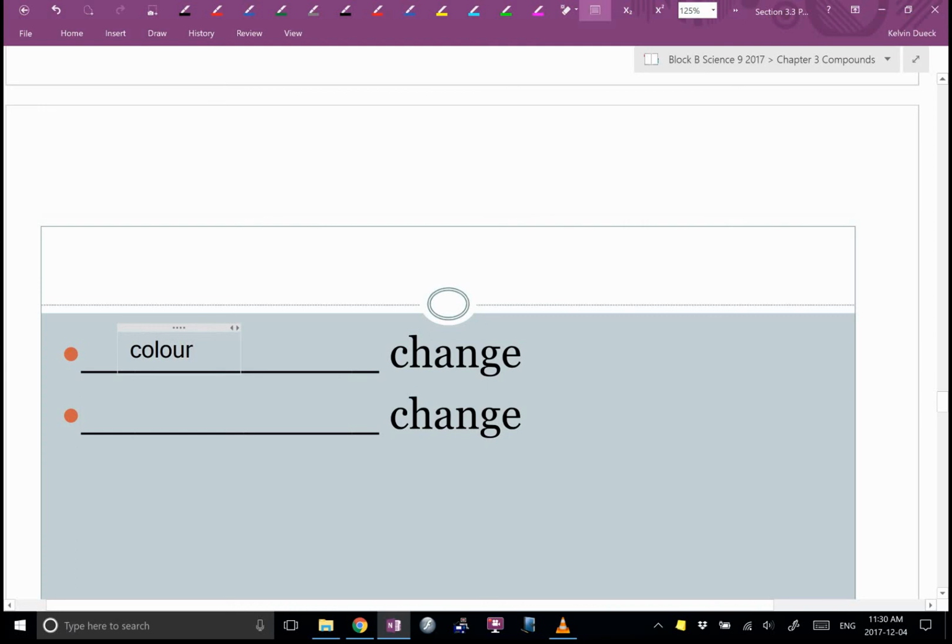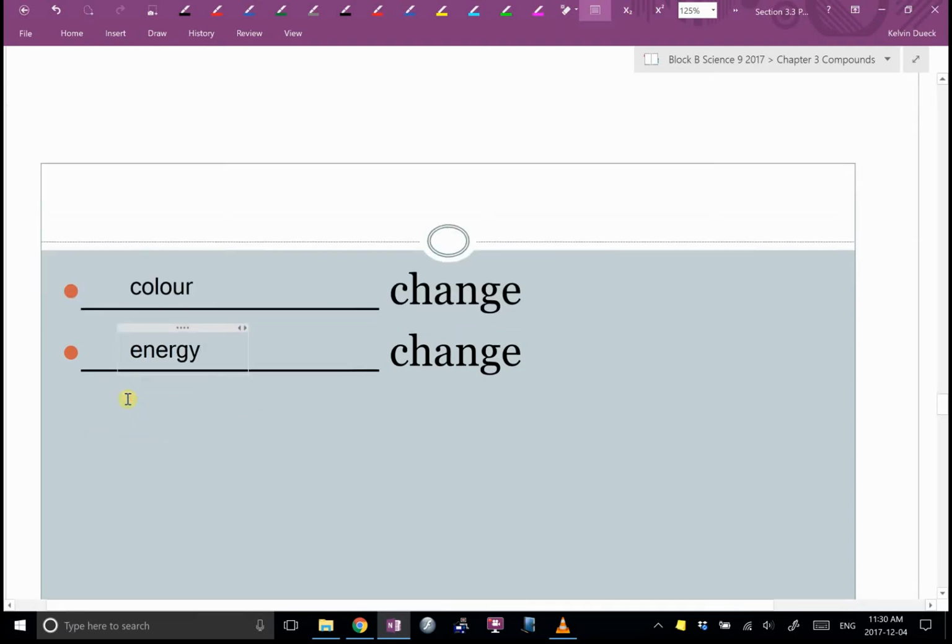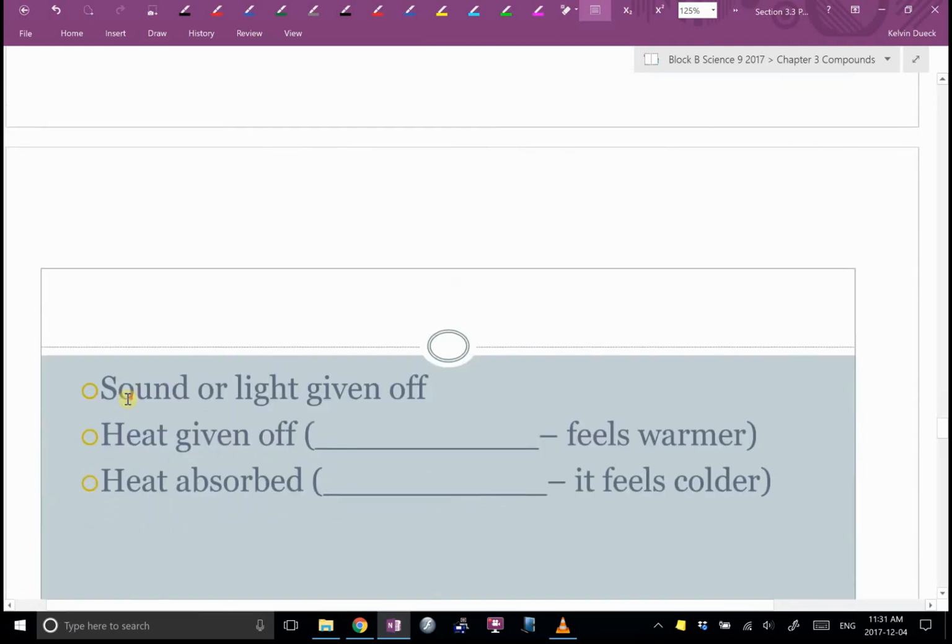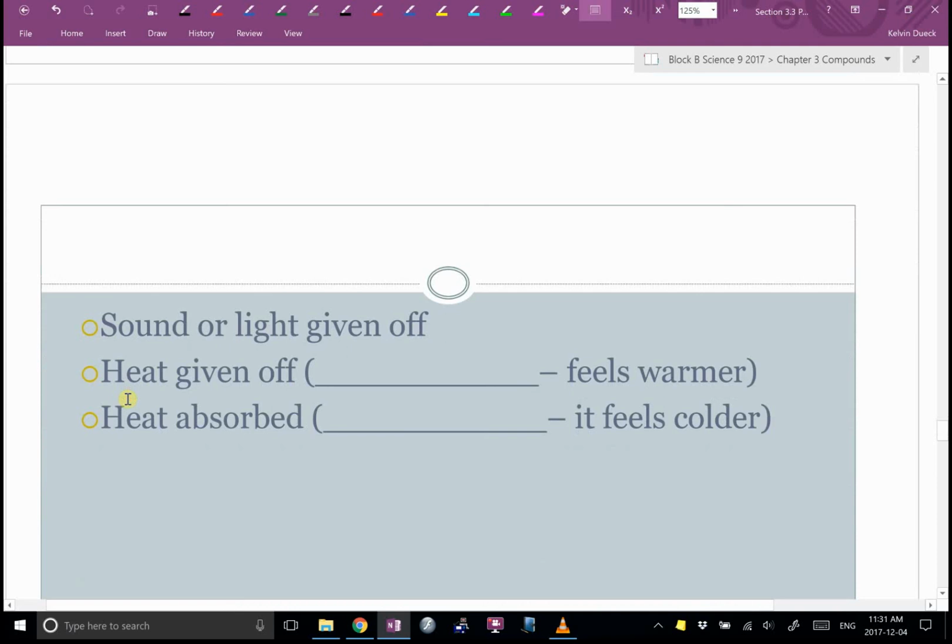You see a color change. If you see an energy change, that usually means there's a chemical change, but not always, because the one that I've given you has an energy change, and that's a physical change. If you see sound or light given off, that usually means it's a chemical change.